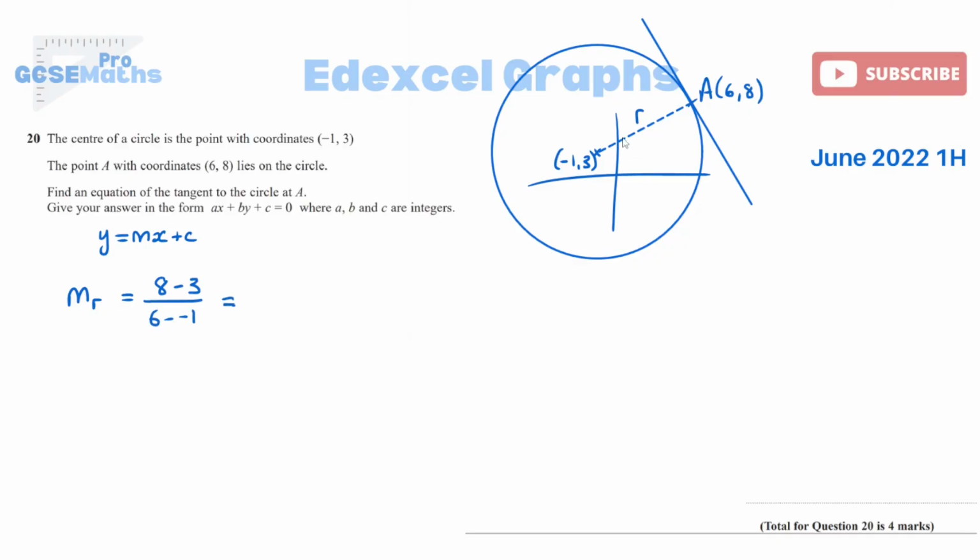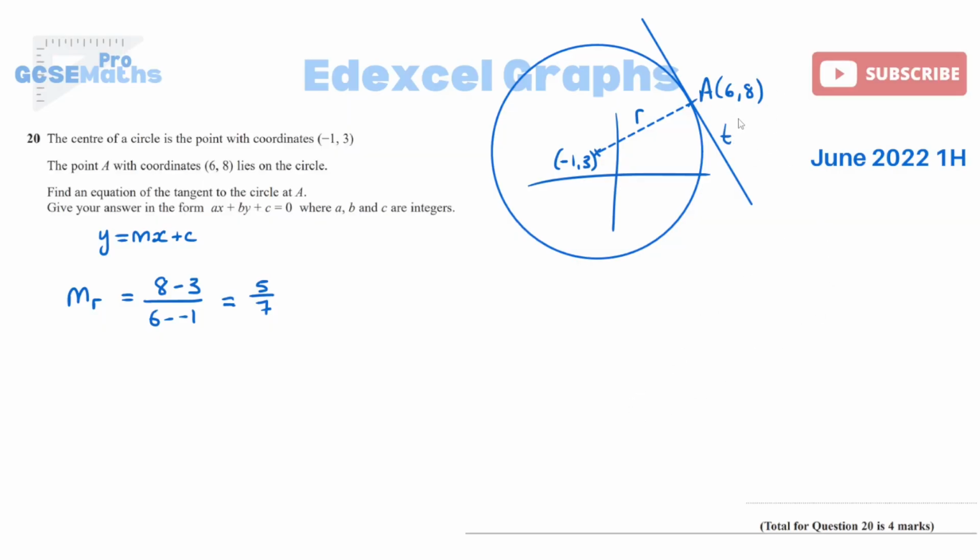And I can also see, because my drawing is roughly accurate, that my radius gradient should be positive, and my actual tangent gradient should be negative, so that gives me 5 over 7. I would probably just leave it as a fraction. Now that's for the radius though. How do I link the radius to the tangent?